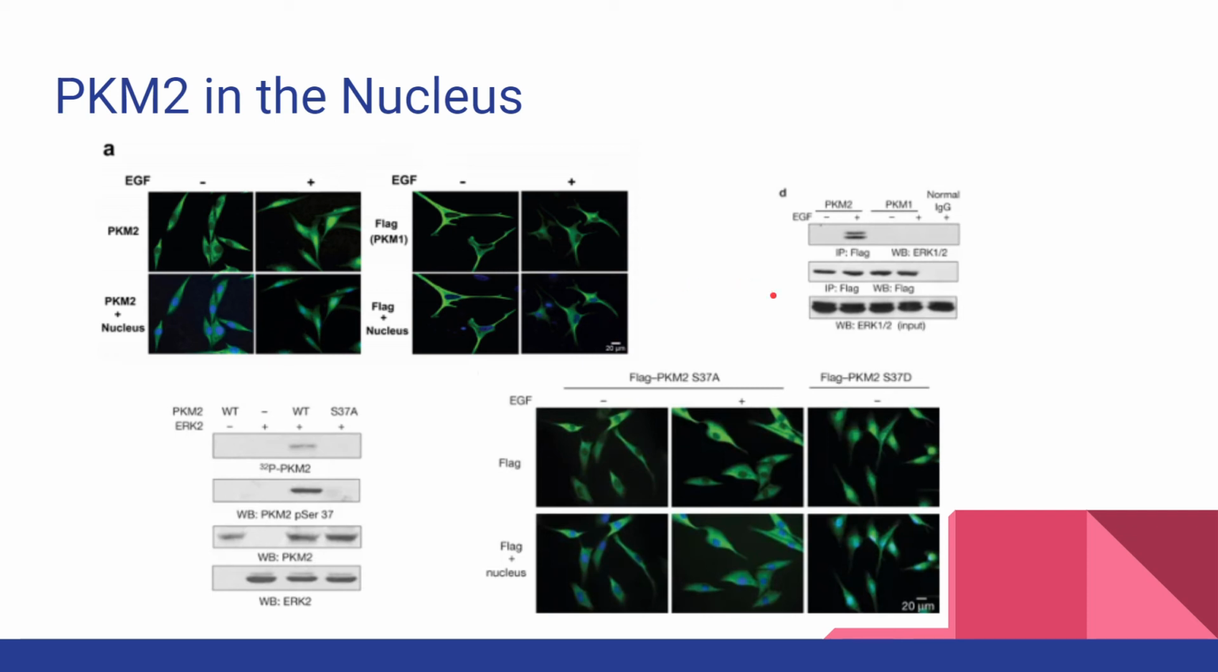Similarly, we can test to see where ERK is binding. In the presence of EGF, we can co-immunoprecipitate both flagged PKM2 and ERK. And we can see that only with the PKM2 is ERK binding to it. So, what exactly is ERK doing in order to get PKM2 into the nucleus?